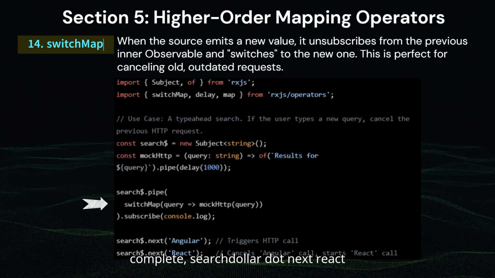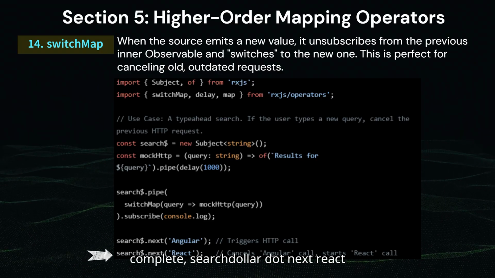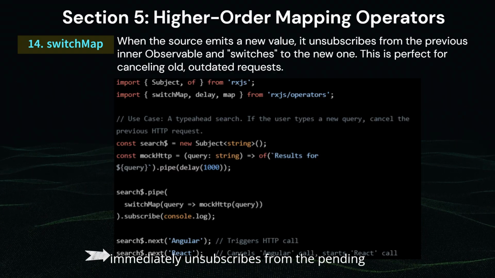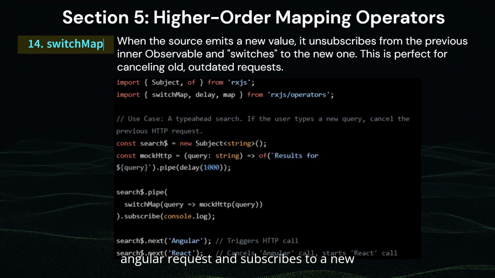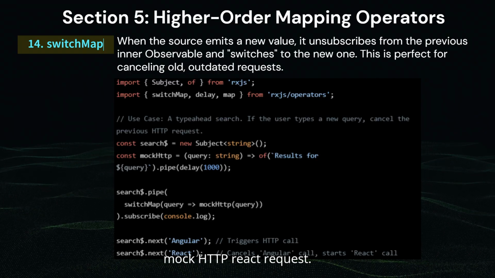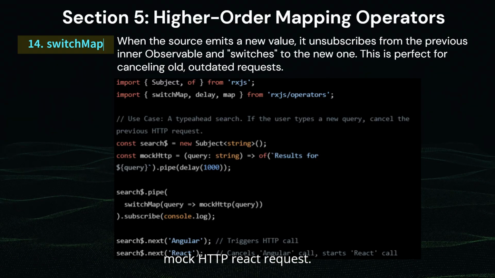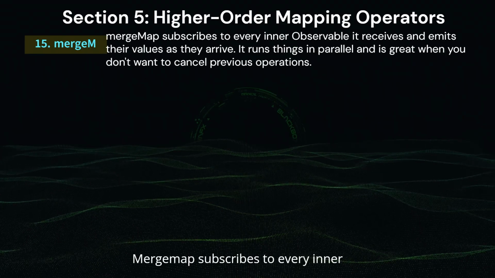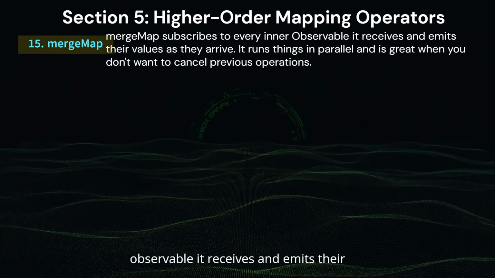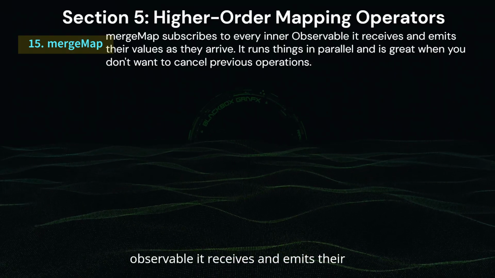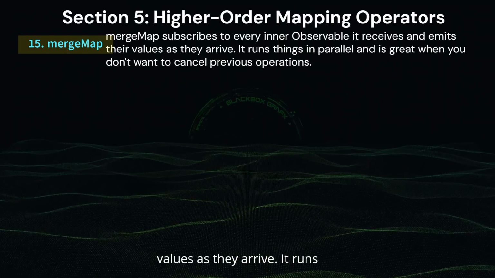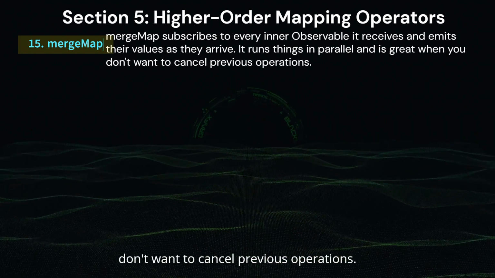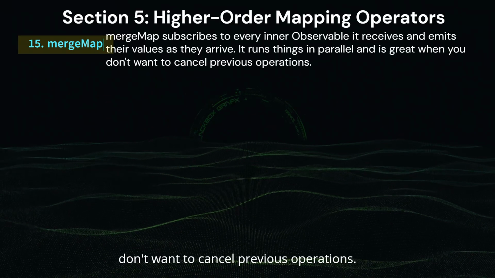Before that can complete, search$.next("React") is called. switchMap immediately unsubscribes from the pending Angular request and subscribes to a new mock HTTP React request. This prevents outdated results. mergeMap subscribes to every inner observable it receives and emits their values as they arrive. It runs things in parallel and is great when you don't want to cancel previous operations.